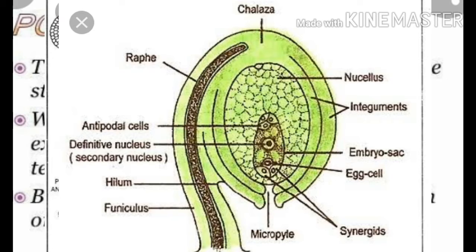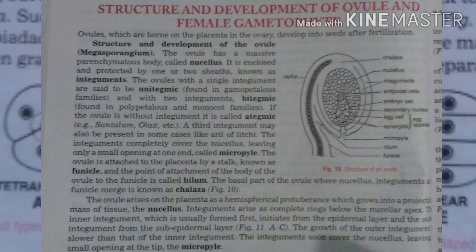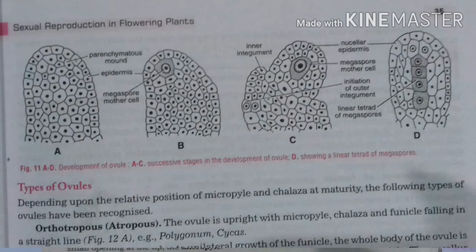Mostly an ovule has either one or two integuments, called unitegmic or bitegmic respectively. The gamopetalae have unitegmic condition whereas polypetalae and monocots show bitegmic condition. Ovules without integuments are called ategmic, reported in partial stem parasites like Santalum, Loranthus, etc. In some ovules, a third integument is present called aril, as in lychee, and is derived from funiculus. In Asphodelus, the third integument is called arm.